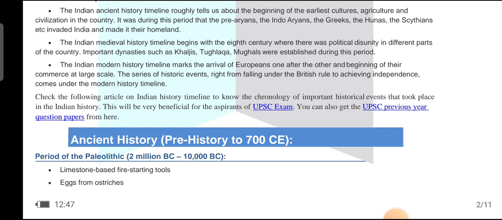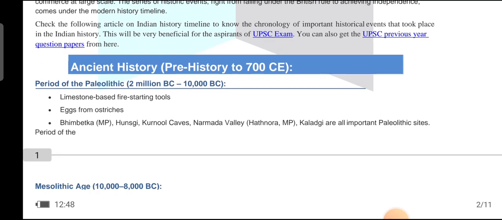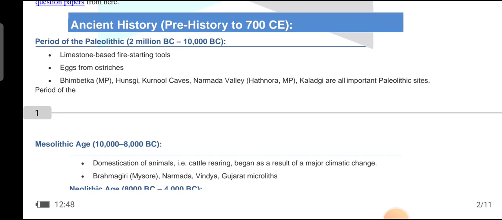The Indian modern history timeline marks the arrival of Europeans one after the other and the beginning of their commerce at large scale. The series of historic events, right from falling under the British rule to achieving independence, comes under the modern history timeline. Let us talk about ancient history. Ancient history means prehistory to 700 Common Era, and ancient history is subcategorized into more important subtopics.